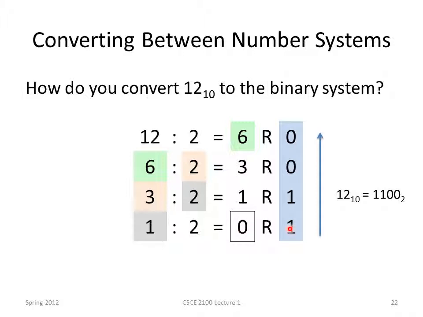If we take these remainders here and read them backwards, 1, 1, 0, 0, that is the binary representation of 12. Let's think a second. 2 to the 0, 2 to the 1, 2 to the 2, 2 to the 3, 8 plus 4 is 12. Yeah, cool.